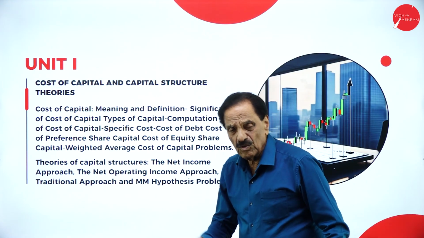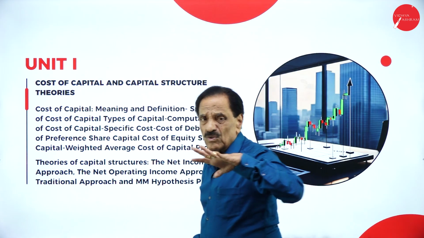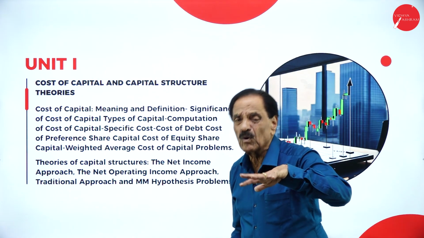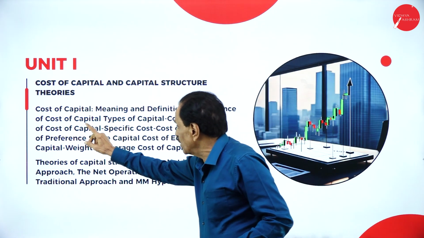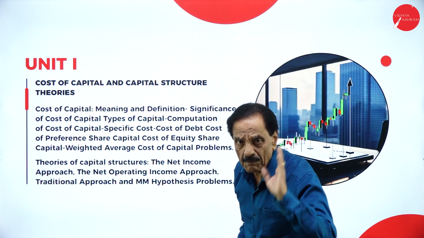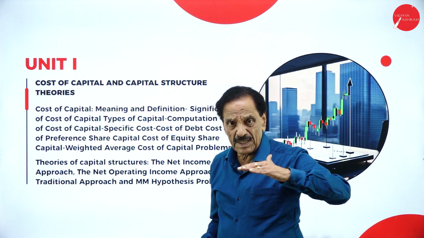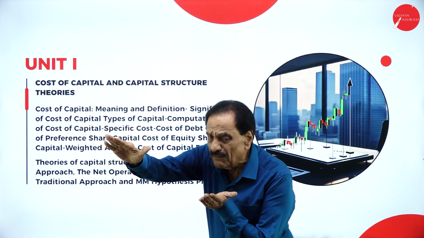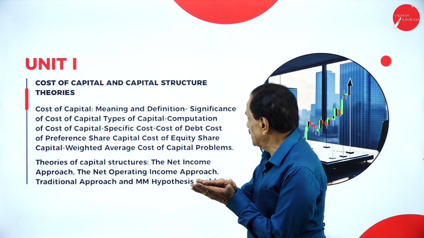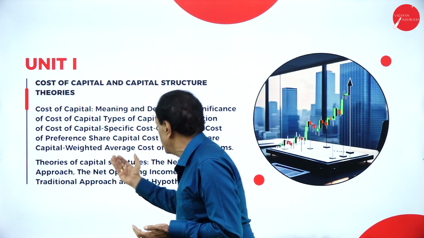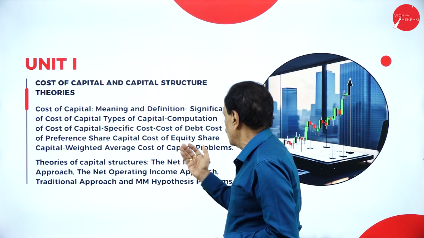We'll move on. First, Unit 1: cost of capital and capital structure. In this unit, we are going to explain what cost of capital means, and what the capital structures are. Meaning, definition and significance of cost of capital, how it reacts in the company, types of capital, and computation of specific costs: cost of debt, cost of preference share capital, and cost of equity share capital.